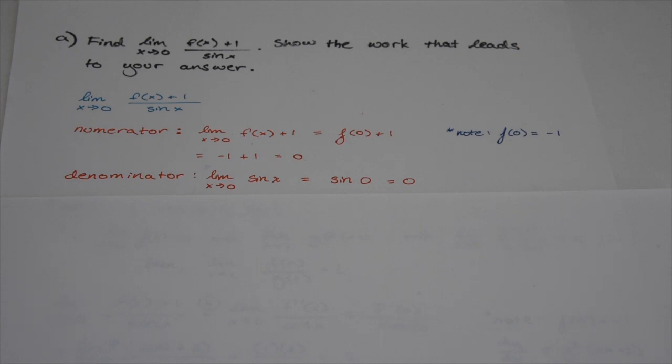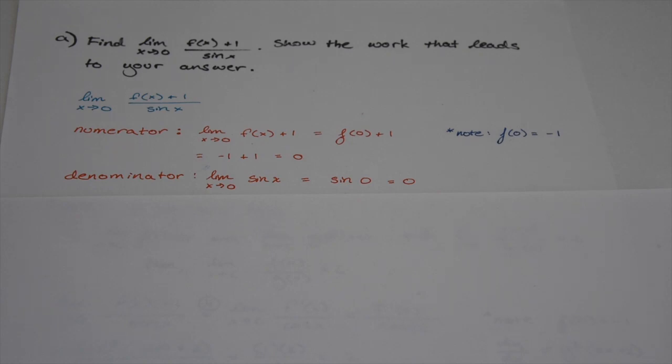The numerator leads to the limit as x approaches 0 of f(x) plus 1, which is f(0) plus 1. Since we know f(0) is negative 1, we plug that in. Negative 1 plus 1 gives us 0. Now for the denominator, the limit as x approaches 0 of sine of x is sine of 0, which is 0. This leaves us with 0 over 0, and we've seen this before. This is L'Hopital's rule.